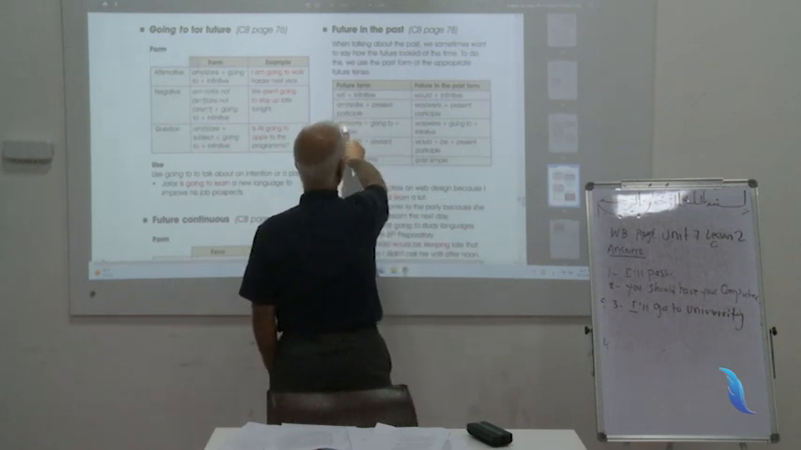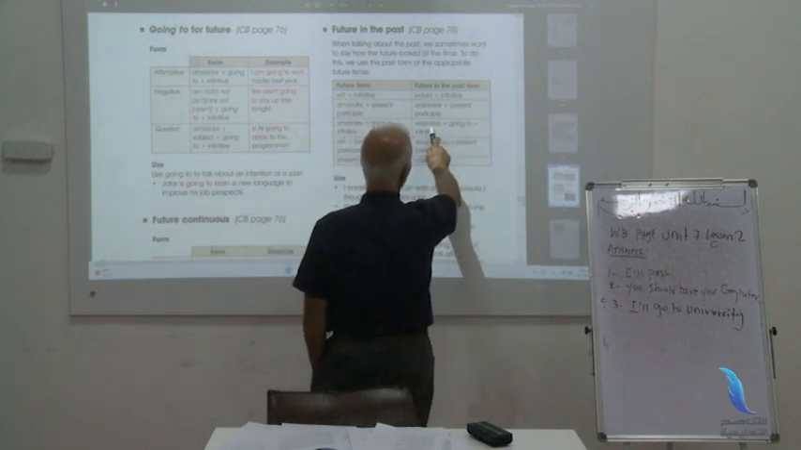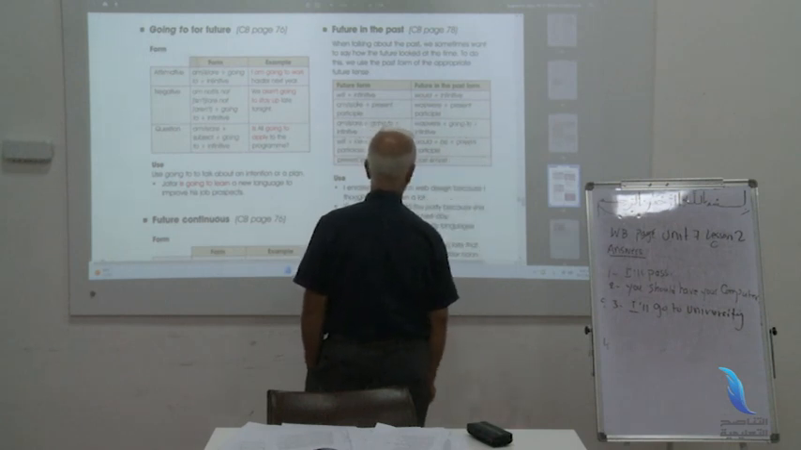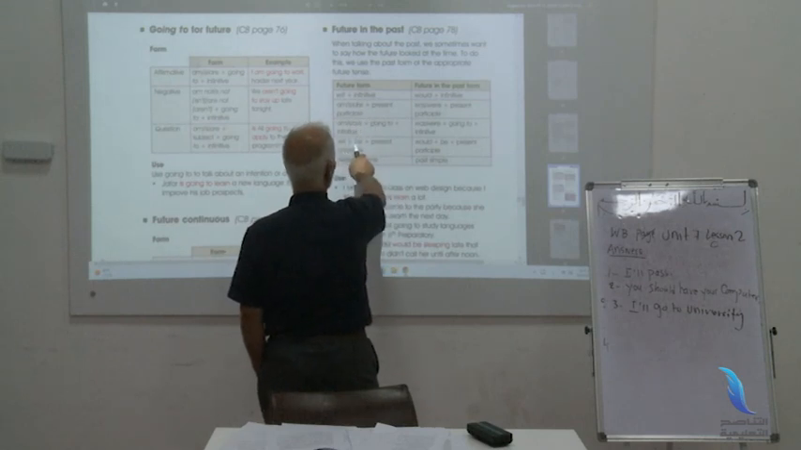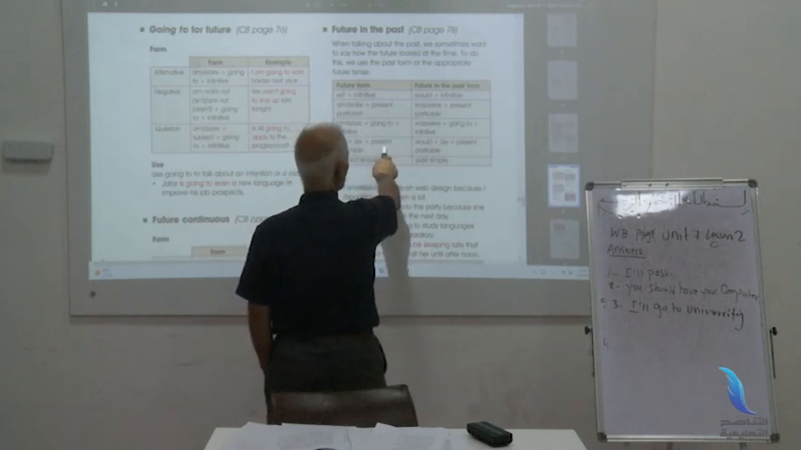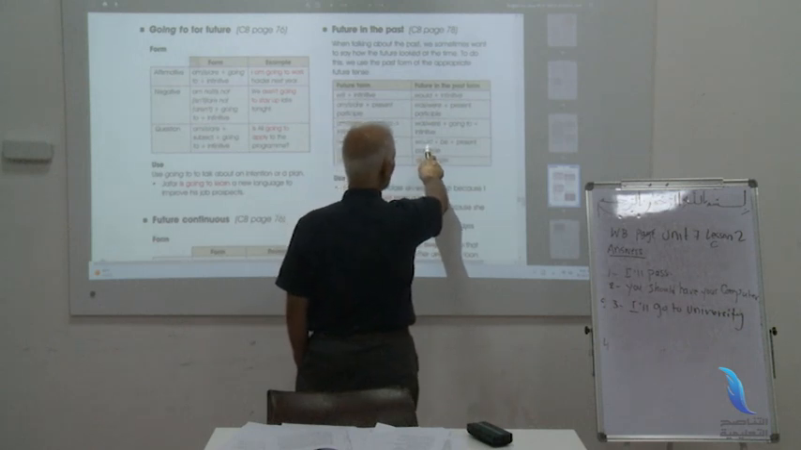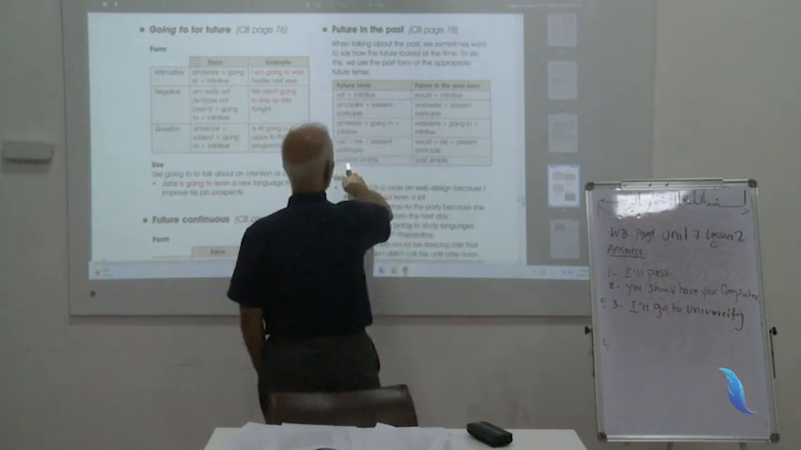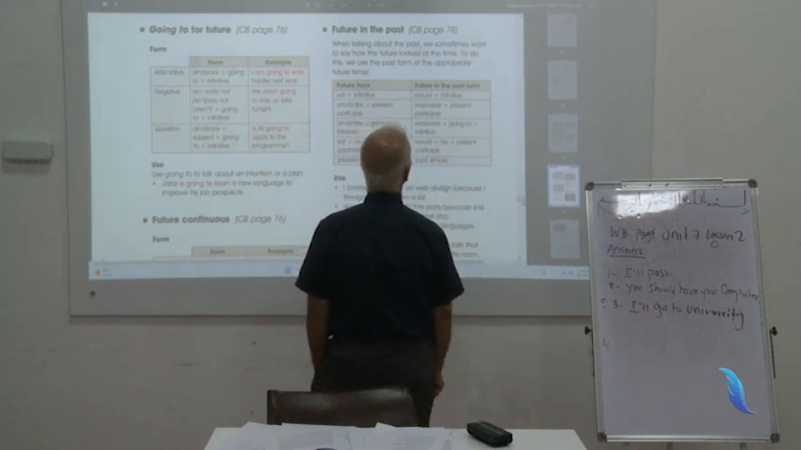When the future form starts with verb be plus going to, it's verb be in the past plus going to. When the future form starts with will plus be plus present participle, then the future in the past form would be would plus be plus present participle. If the future form is present simple, then we form the future in the past form with past simple.